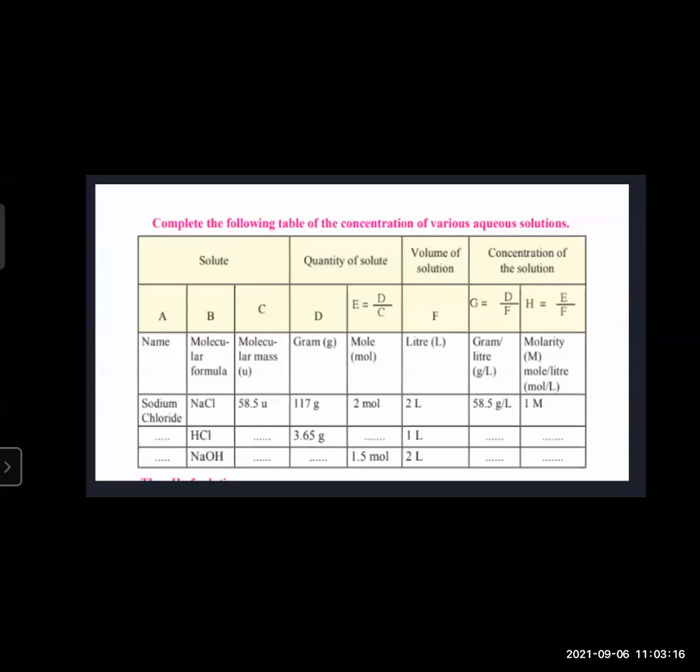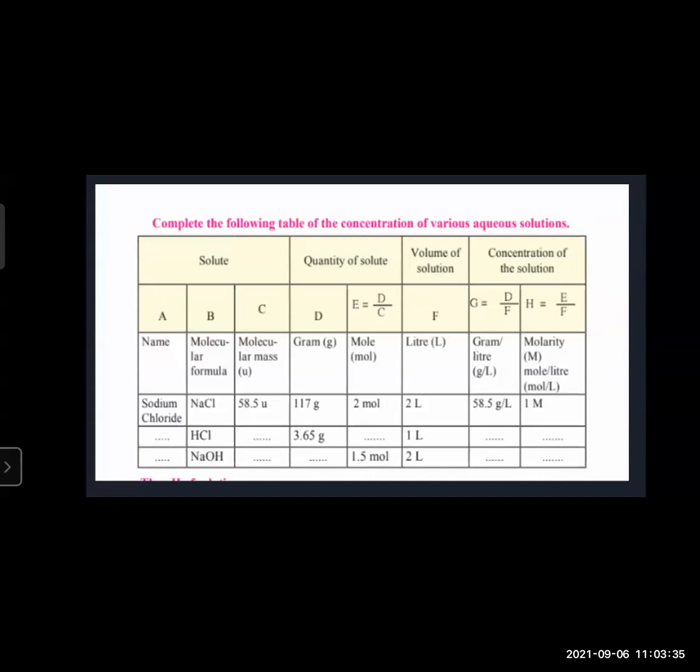So for sodium hydroxide, first you have to write the name, and the molecular mass of sodium hydroxide is 40. And in this way, you can calculate. You just have to put in the values. Here, E will be D upon C, and G will be D upon F. In this way, you can solve it.